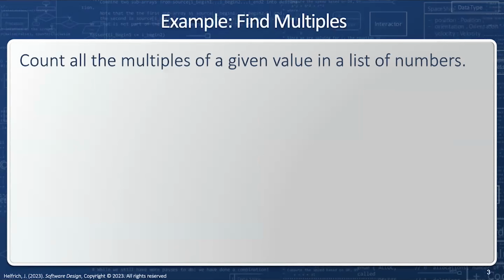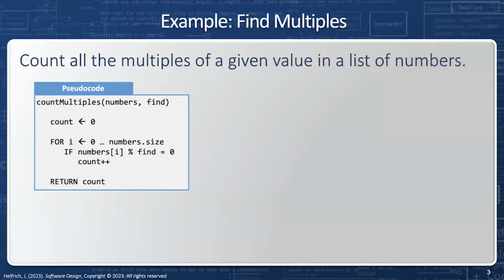Now, what do we do when we have a large data set? For an example, I want to count all the multiples of a given value in a list of numbers. So here's my pseudocode for count multiples. I have my numbers collection and the number I want to find. I'm going to go through them. Now, the first step, of course, is to number my lines of code. And I'm going to number every single line of code.